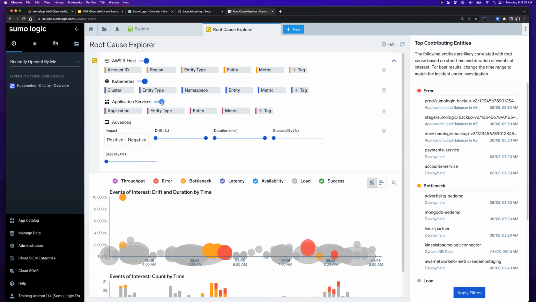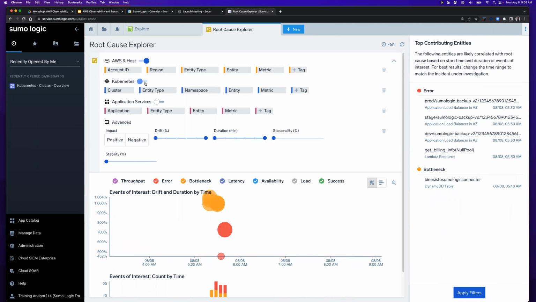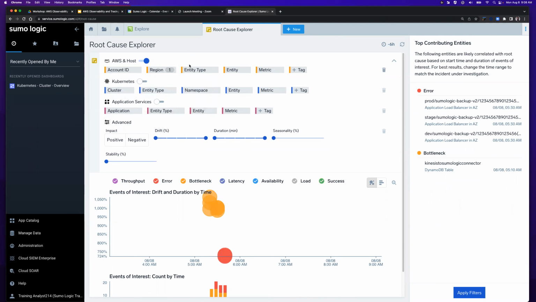I want to turn off the application services. I just don't need that information. That's not relevant for this use case. I want to turn off the Kubernetes. Same idea. We're doing AWS. And once I have that, the last thing I want to do is go to region and select US East 1. I kind of did it in reverse, but we'll leave AWS and host on, select US East 1 for the region, turn off Kubernetes, and turn off application services.